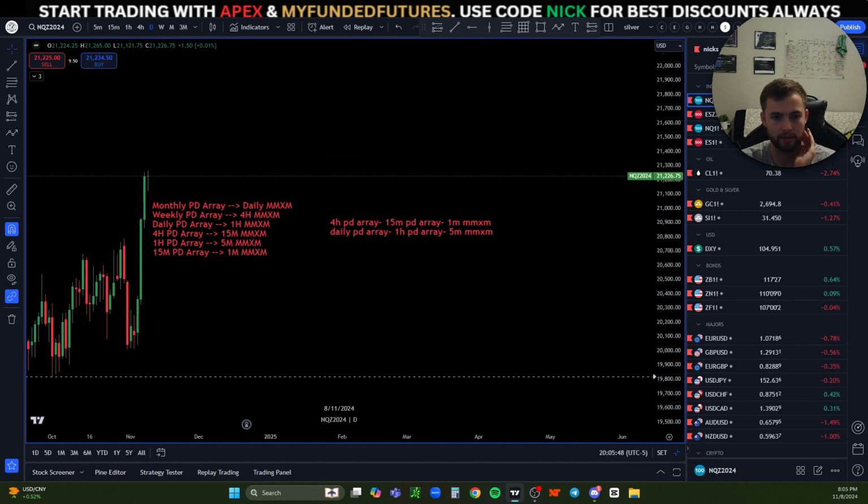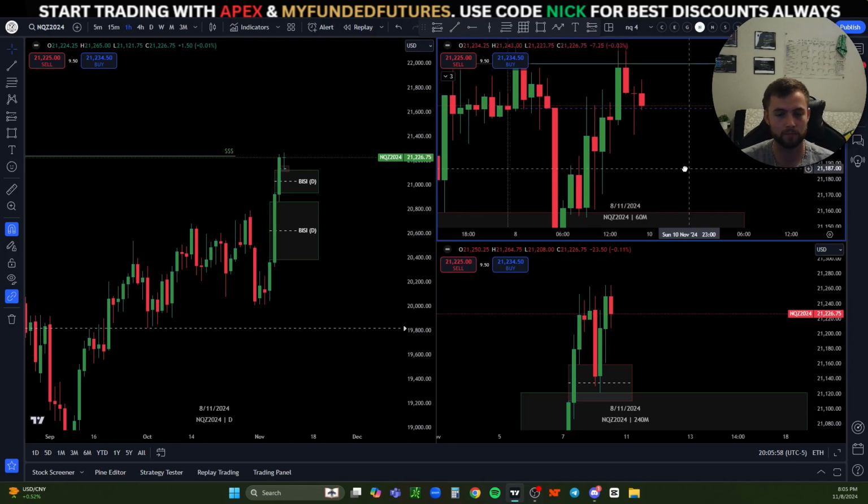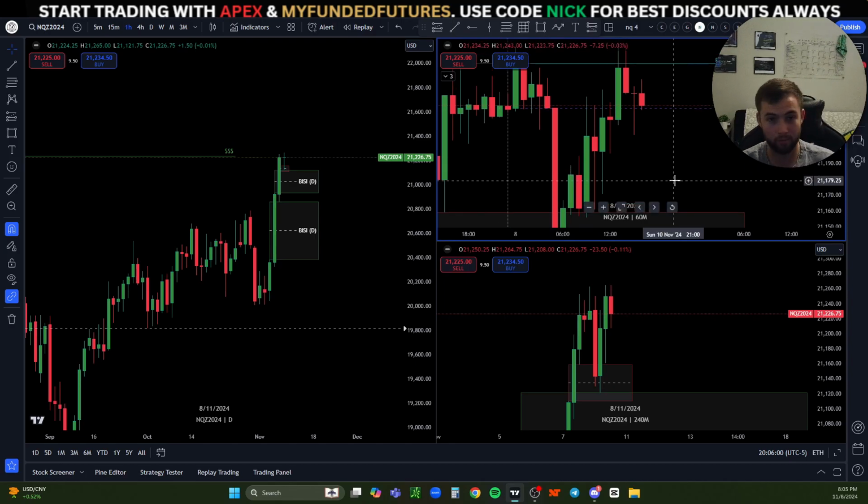And once we get the PD array hit, once price comes into it, then we'll drop down to our properly aligned time frame for entries, and then we look for market maker buy model, sell model, to either previous day high, previous day low. Remember what I was talking about with the draw on liquidity, whatever our draw on liquidity is: external range high, external range low, internal range liquidity.